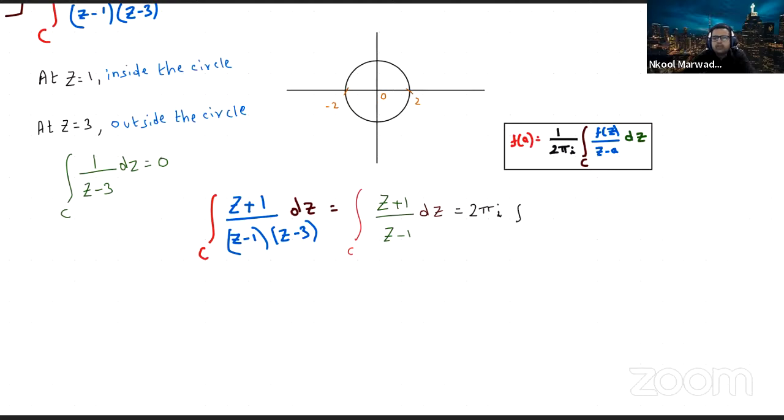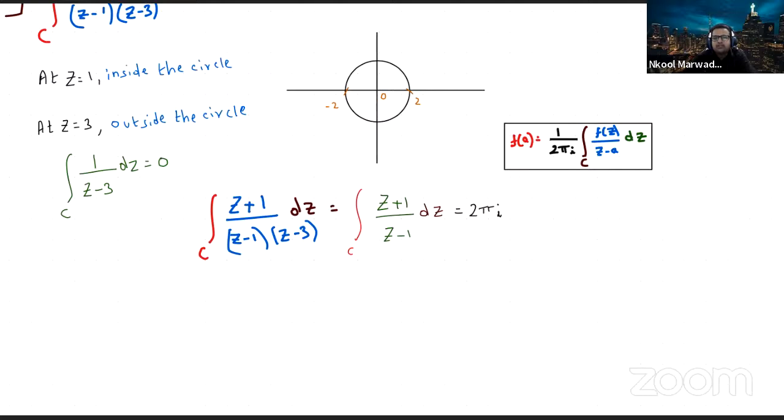So we have to compare this with this. So this we are calculating, and it will be 2 pi i into f of a. 2 pi i I will take it here. So this integration will be 2 pi i into f of a, or f of a into 2 pi i, whatever you want to say. So we have to multiply it with f of 1.